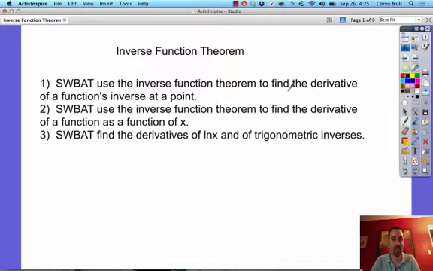Hey everybody, we're going to start today and talk about the inverse function theorem. It's one of the last topics when we start talking about derivatives. So, the inverse function theorem, there are basically three things that we want to cover about it.